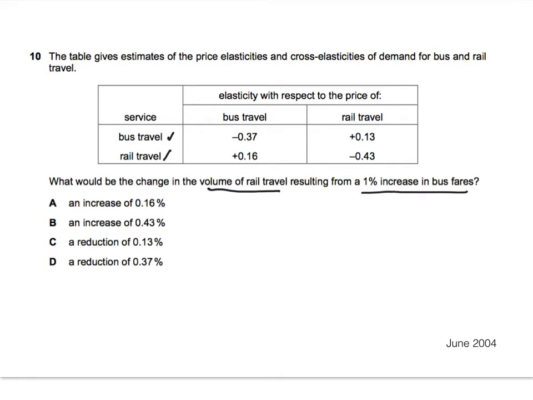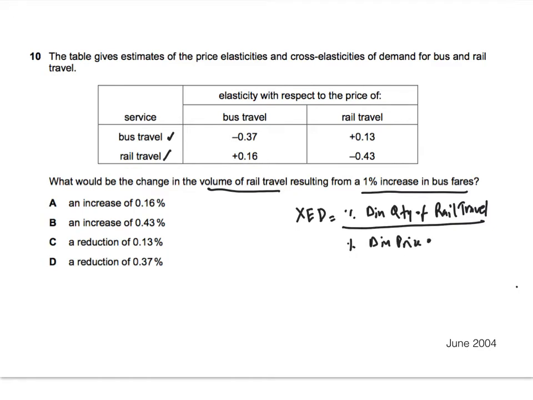In other words, this is another question of elasticity, but this time around they're asking us about XED, which is the cross elasticity of demand for a good, which simply is percentage change in quantity of, let's say, in this case, they're asking us about volume of rail travel, quantity of rail travel, over percentage change in, or increase in, bus fares, so price of bus fares.